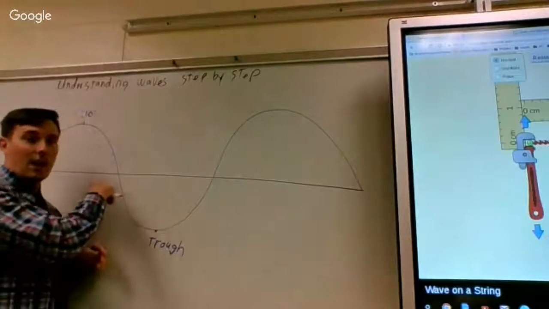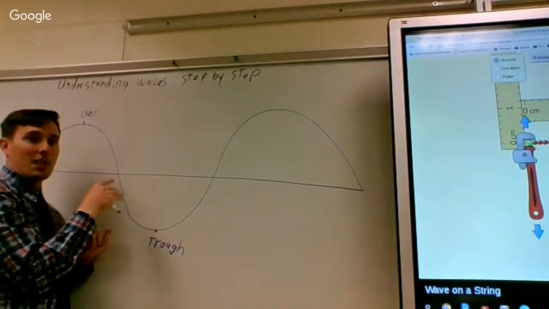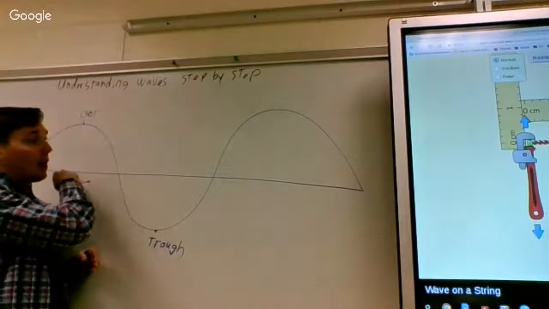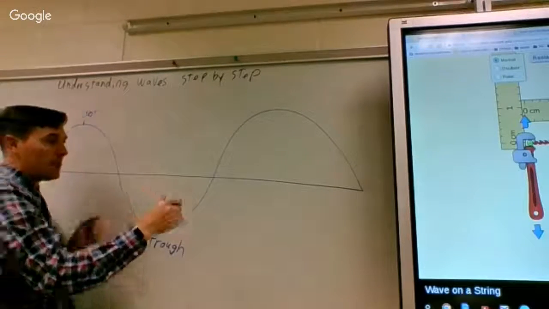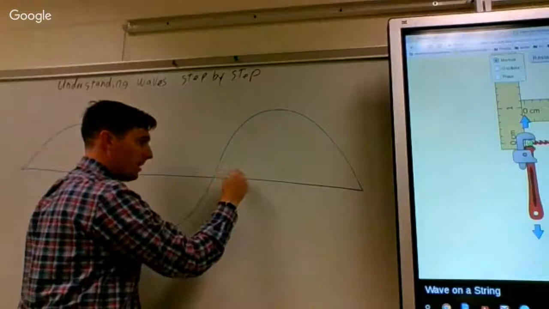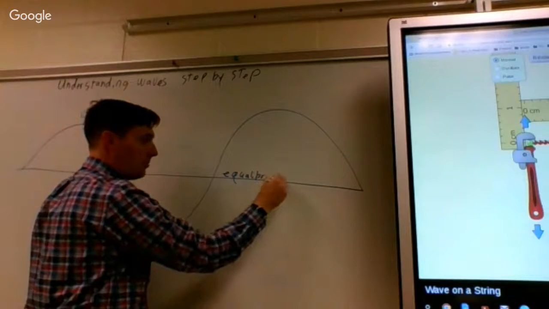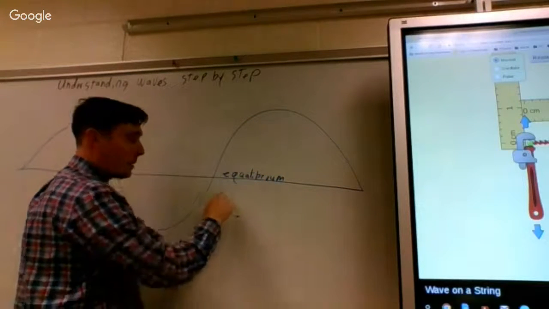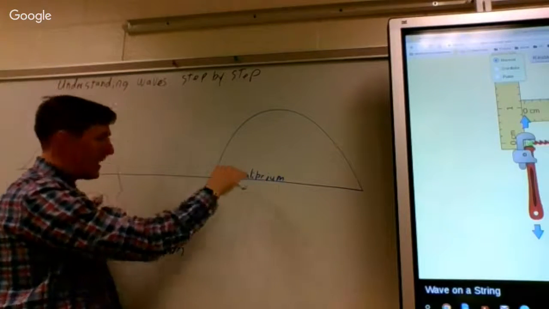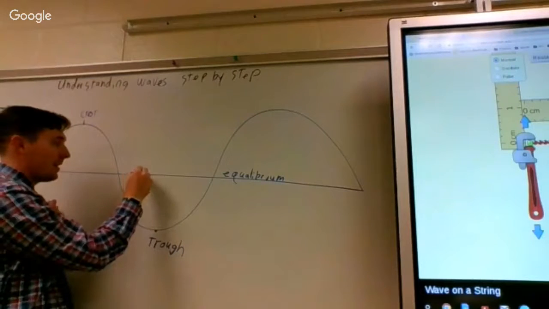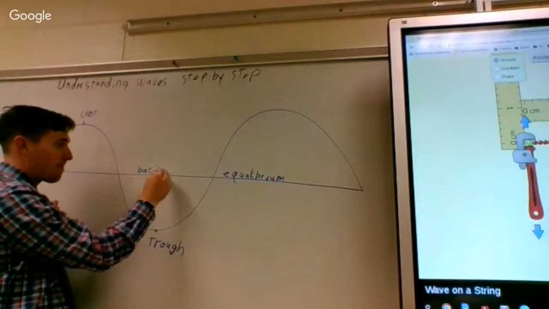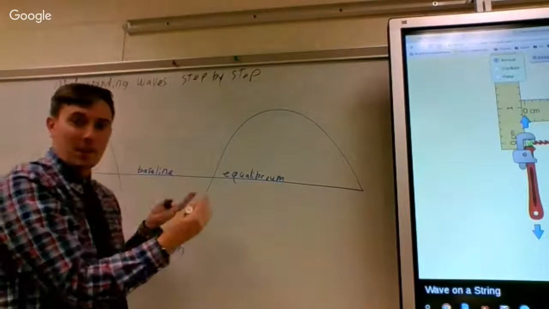But first, if you just had a string and you're going to just all of a sudden shake it away, you're going to take it away from the equilibrium. So I'll write that in there now. Equilibrium. All right, so equilibrium is the baseline. I'm going to put that also in there, same thing, baseline. Both of those are the same thing, just clarifying that.